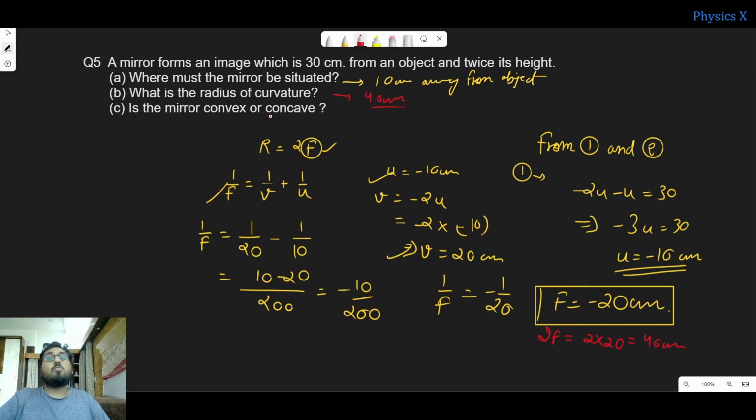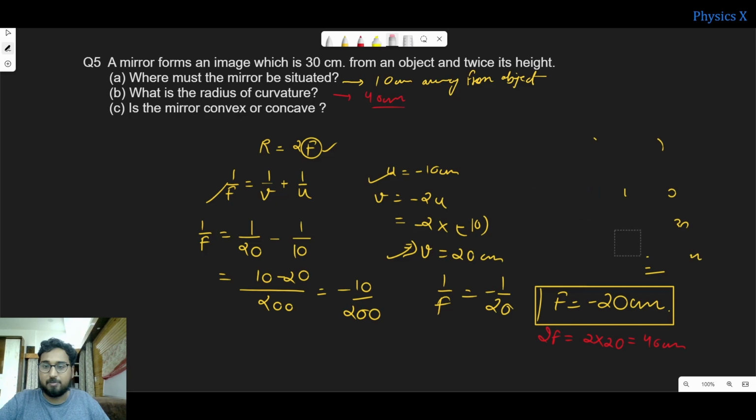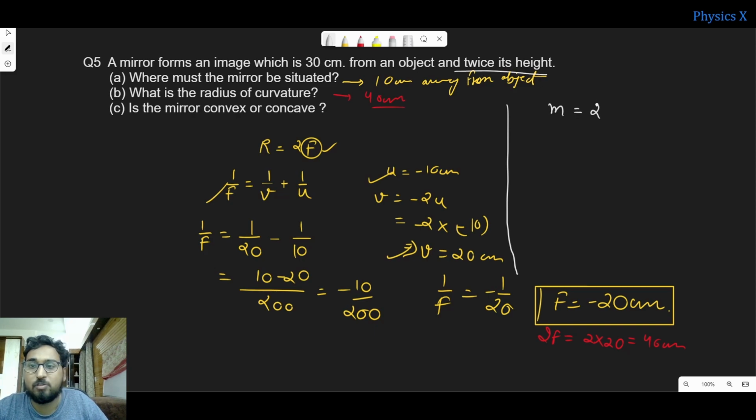Now, is the mirror convex or concave? So this you can easily find out. How? By magnification. How by magnification? Let me tell you. I told you that whenever there is an enlarged case, the image is twice its height. m is 2. This means enlarged. And the enlarged case is possible only in concave.